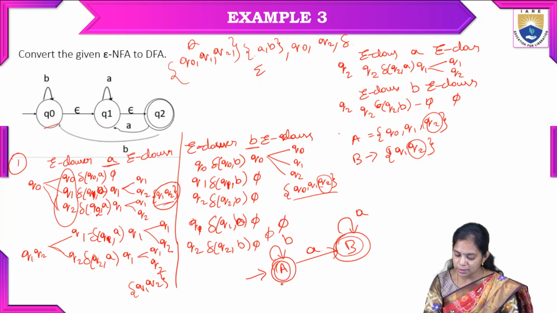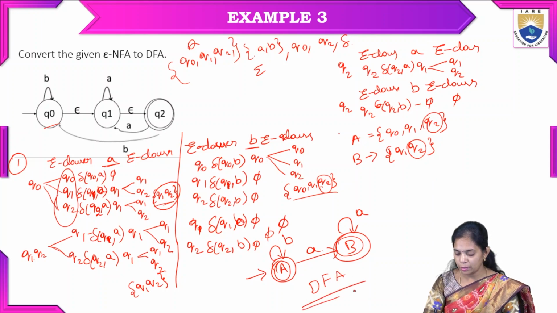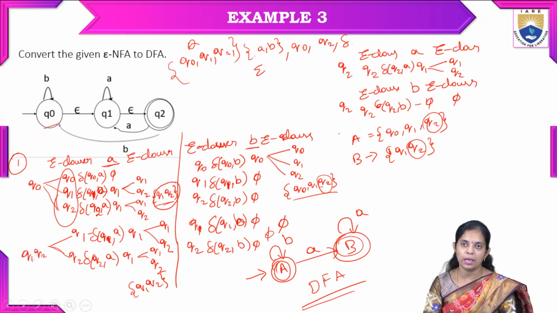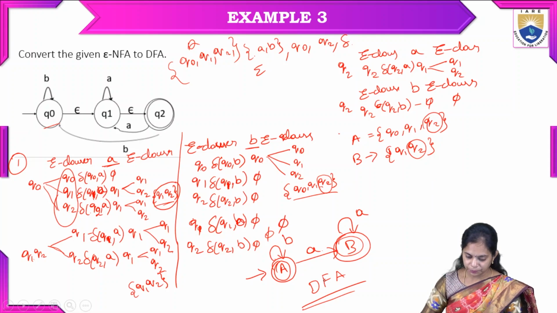So this is how we are going to convert the epsilon NFA to DFA. We need to take the new state names, and we need to draw the transition diagram. So this is about the conversion of epsilon NFA to DFA.